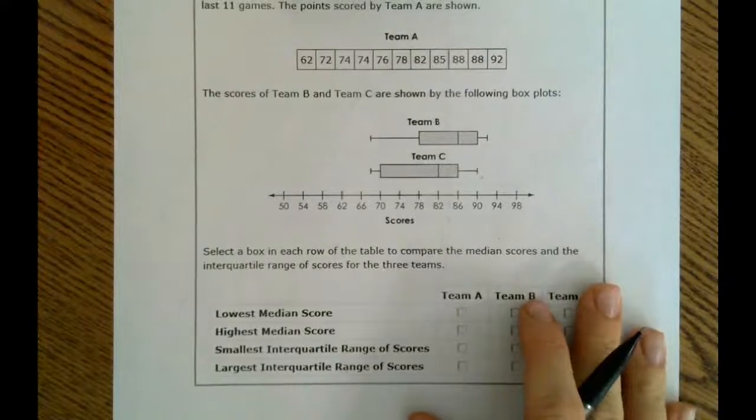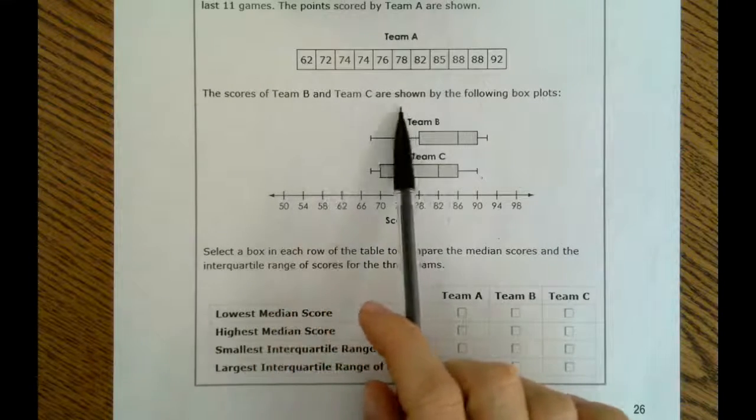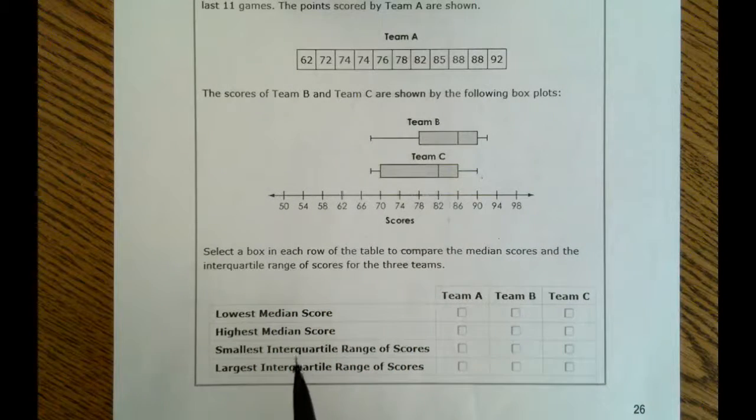All right, number 21. So here it says, a gym teacher compares the points scored by 3 basketball teams in their last 11 games. The points scored by Team A are shown. The scores of Team B and Team C are shown by the following box plots. All right, it says select a box in each row of the table to compare the median scores and the interquartile range of scores for the 3 teams.